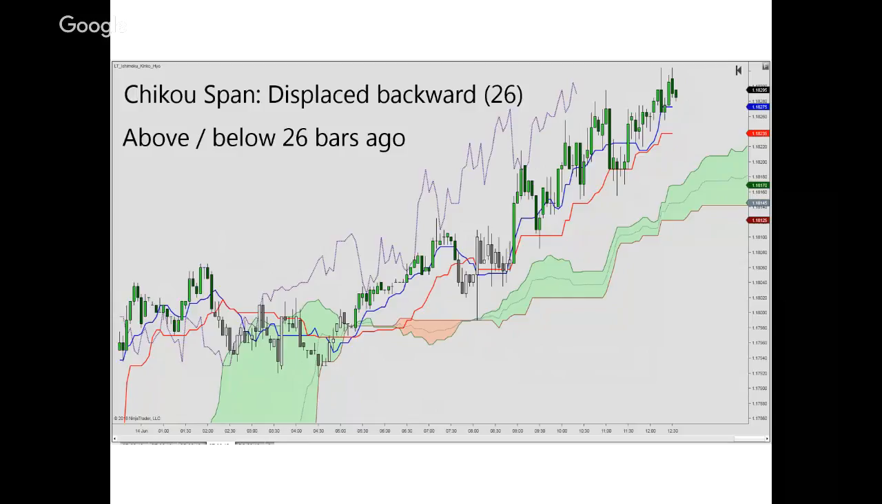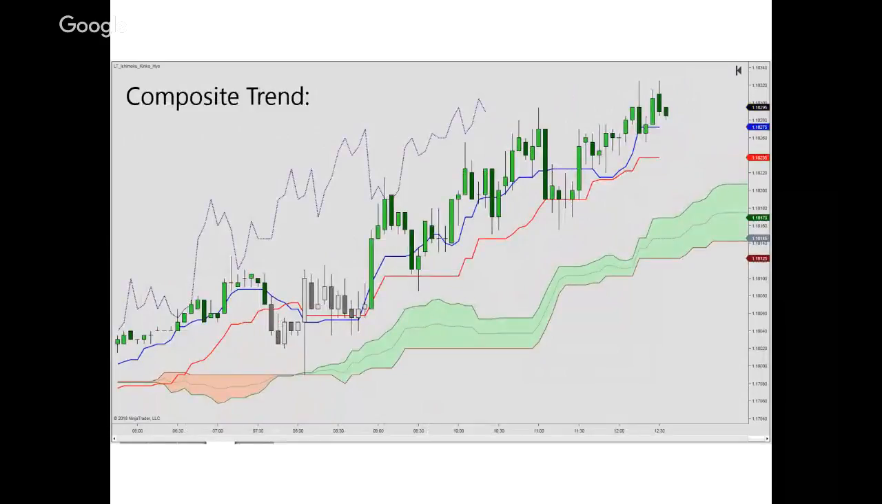And there is also a long-term momentum indication when the Chico span is crossing the Kumo midline. We don't see that here because this is a pretty strong uptrend, but we'll get back to an example of that a little bit later on as well.